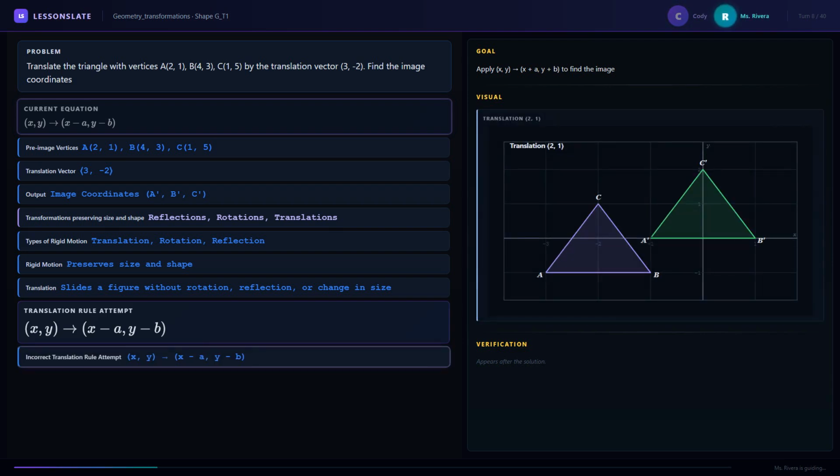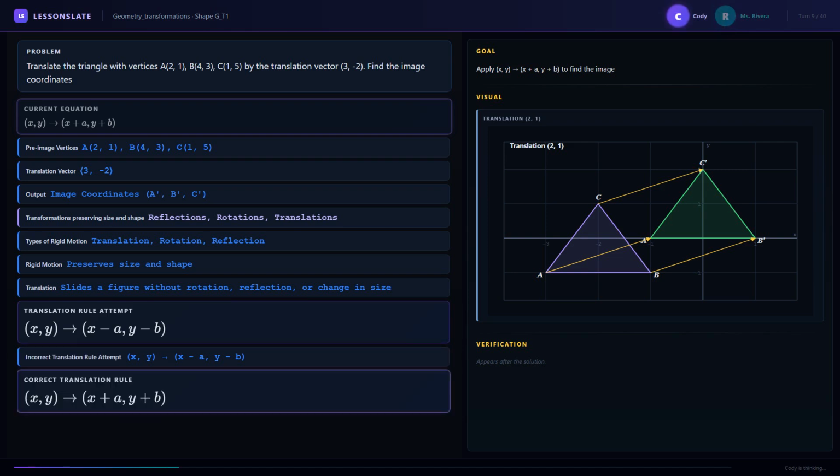I understand why you might think of subtracting, Cody, but for a translation, we're actually adding the components of the vector to the original coordinates. Think of it this way. If you're sliding a point to the right by 3 units, what happens to its x-coordinate? Would it increase or decrease? Oh, right. If I'm sliding to the right, the x-coordinate would increase, so it makes sense to add.